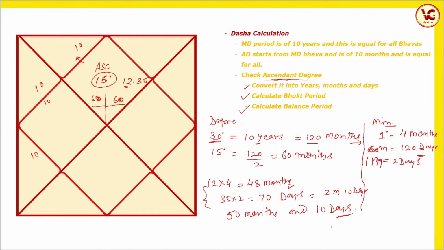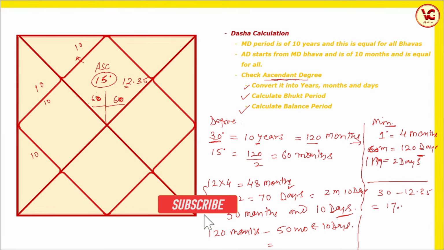किसके अकॉर्डिंगली हमको करना पड़ेगा। तो यहाँ पर we know the 130 degrees and you can say what is the remaining period. So there are two ways: either you can subtract 120 months minus 50 months and 10 days, or the other way we can do 30 minus 12.35, that will come 17 degrees and 25 minutes, because 35 and 25 will become 61, 12 plus 1 is 13, 17 30.